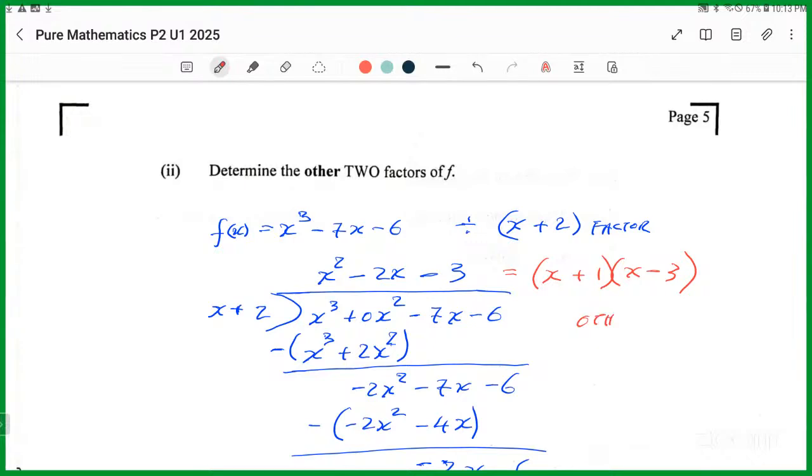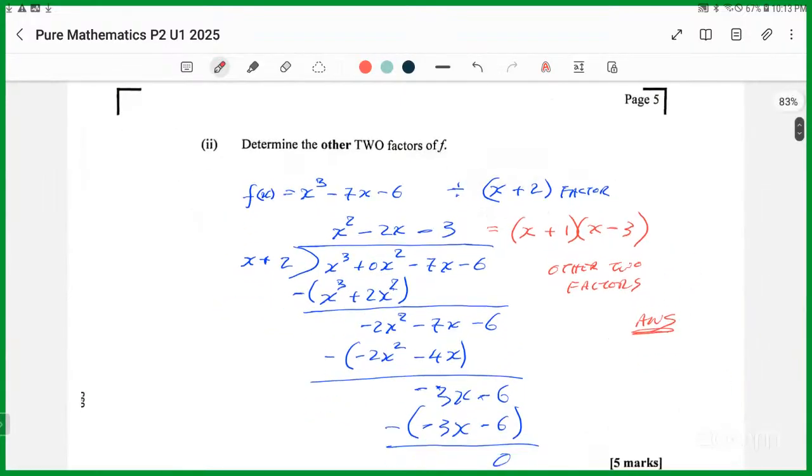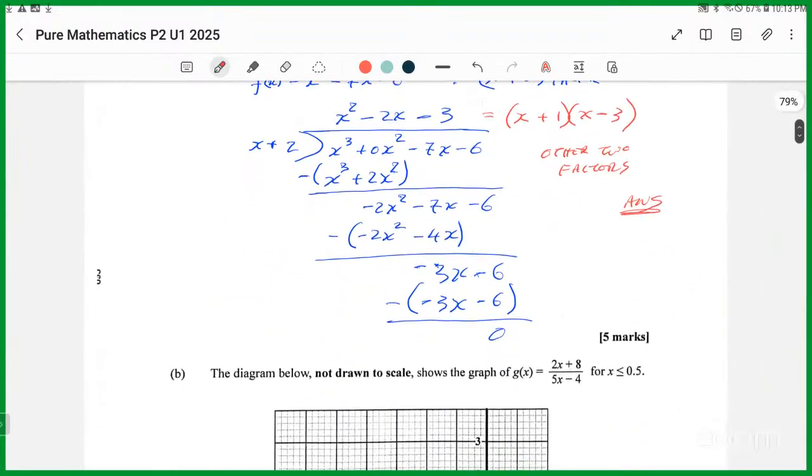Other two factors. That's the answer right here. Nice and easy. All right, let's continue.